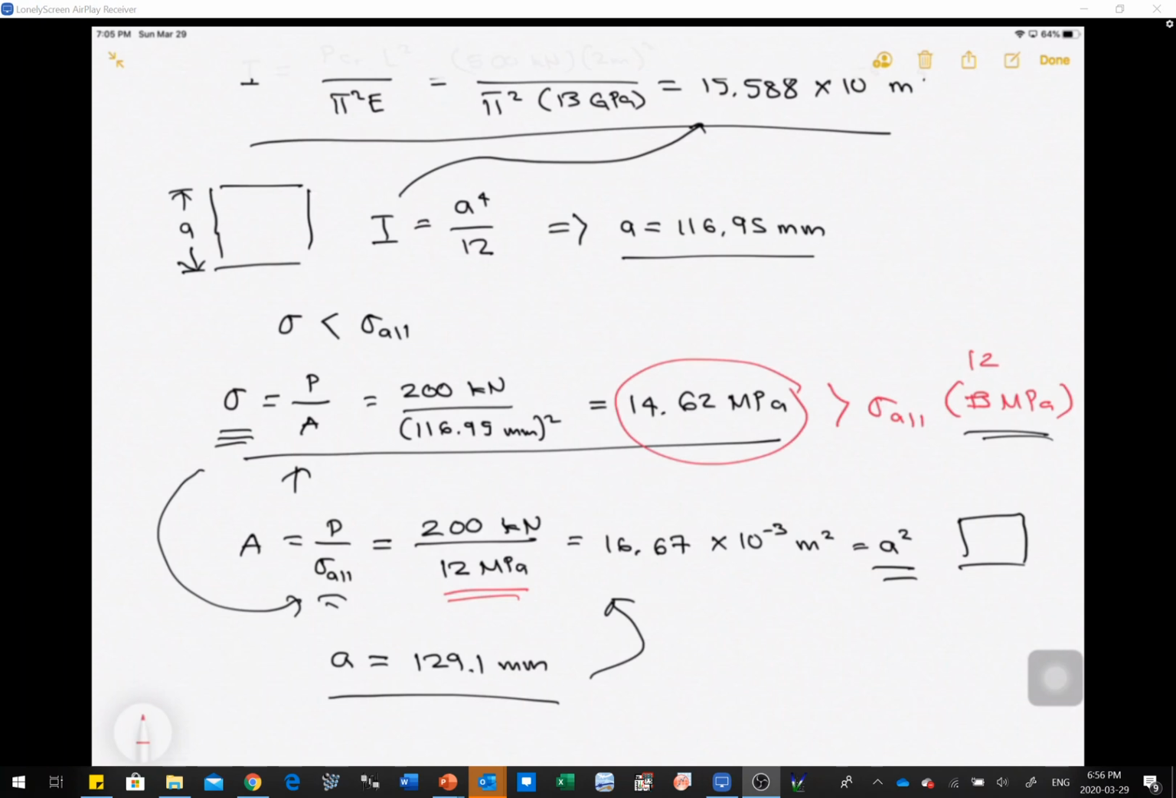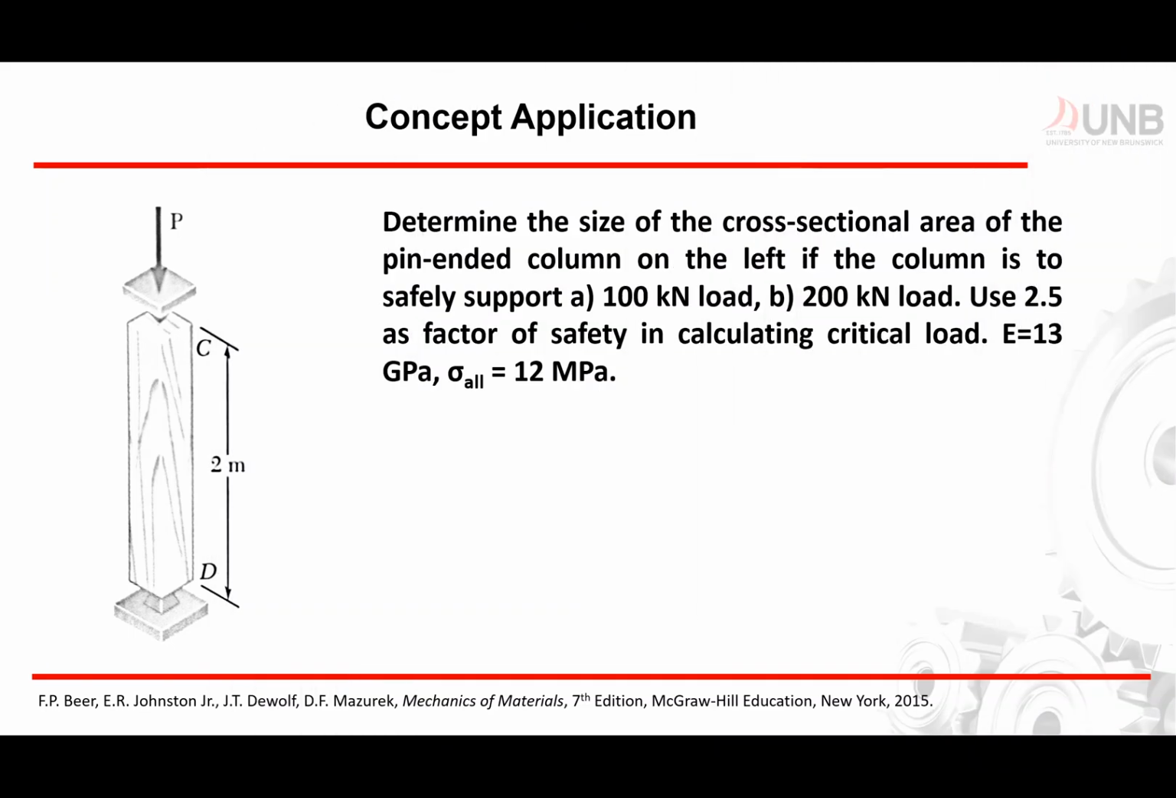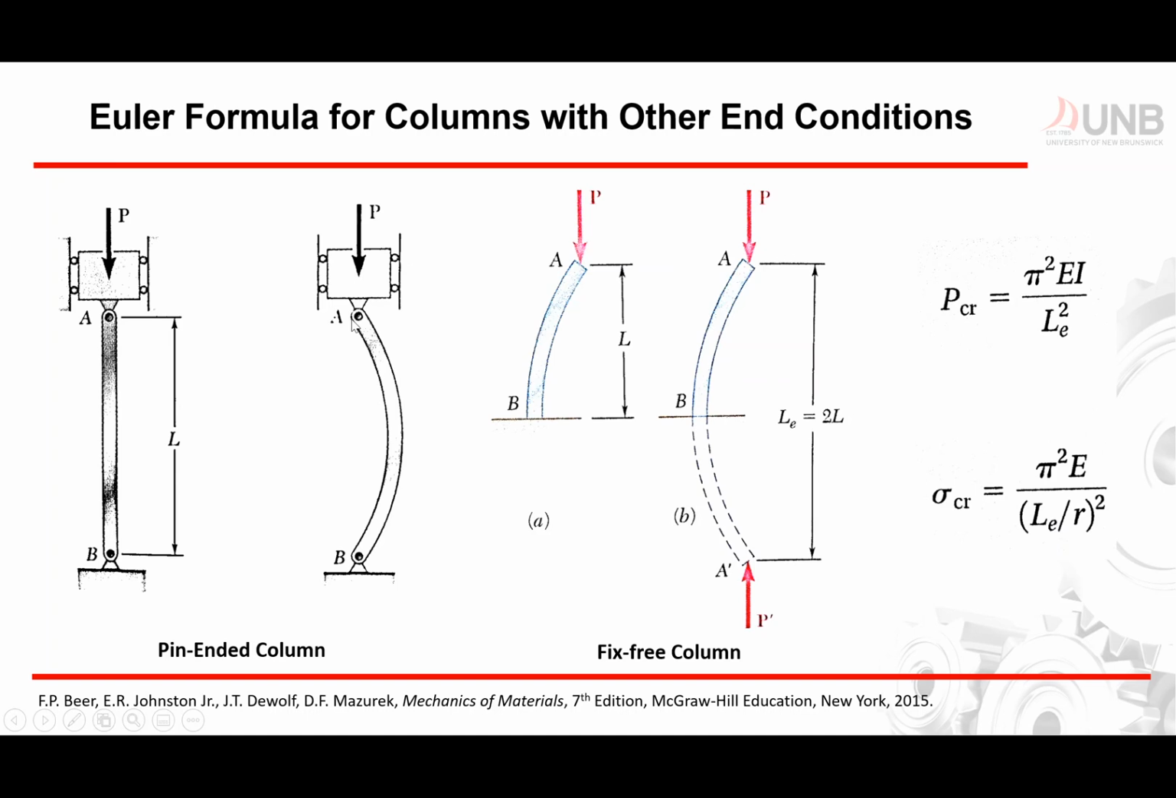Now we solved this problem and we assumed that the connections are both pin-ended. On the upper part and on the lower part, we have pin connections. So what if we have different types of connections? I'm just going to move this one right here. So we're done with this problem. Let's say we have different types of connections. In this case, let's say we have a fixed-free column.